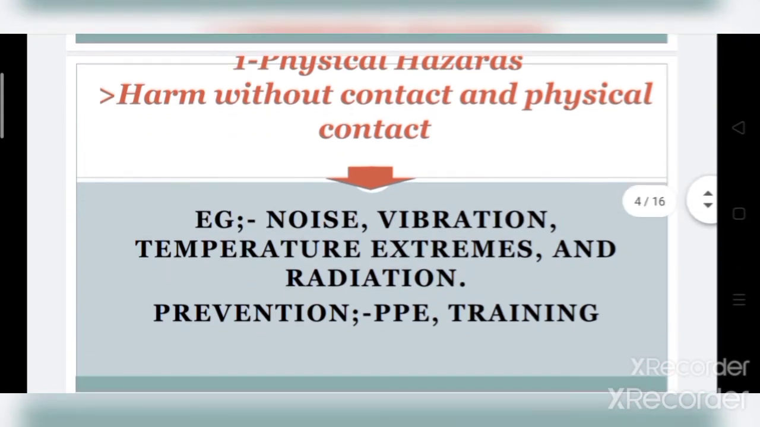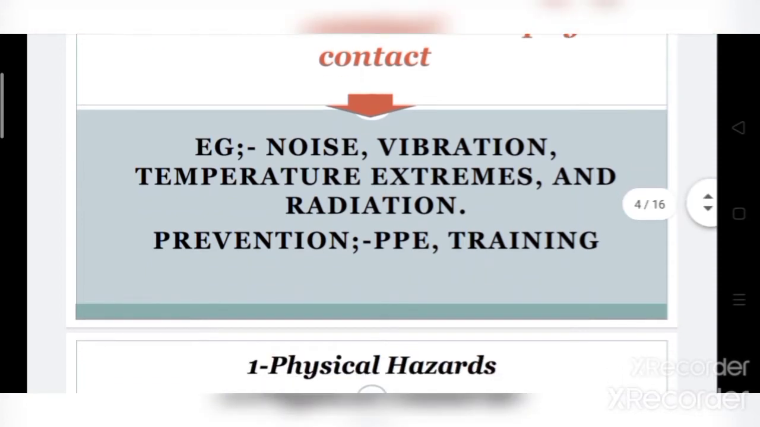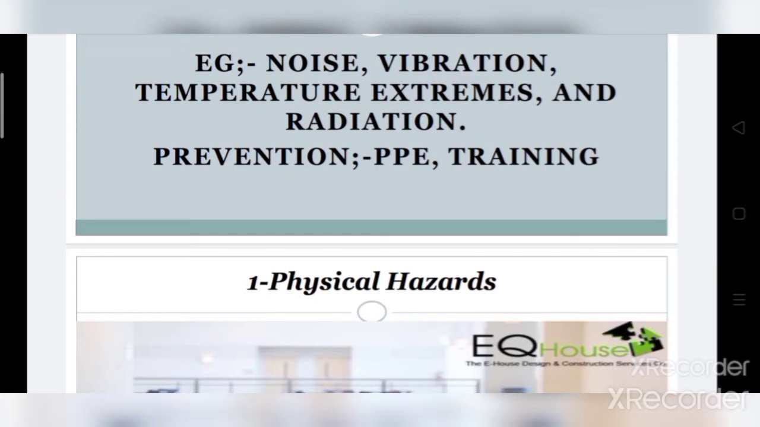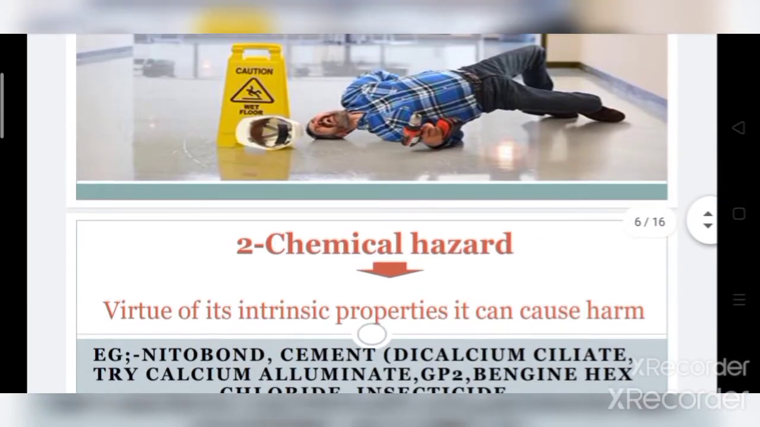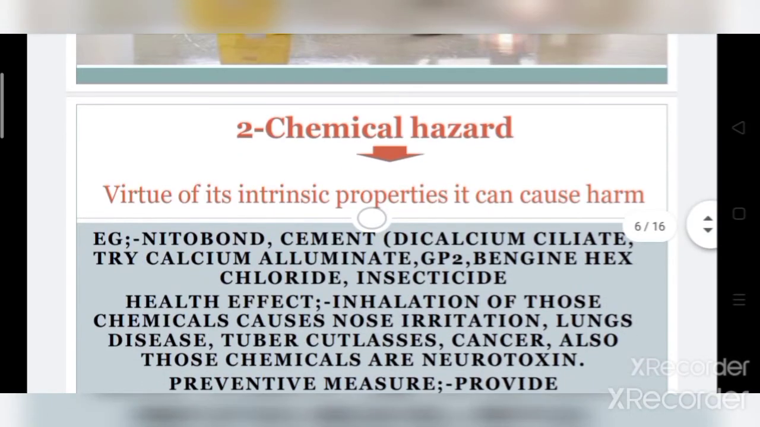To protect yourself, the first prevention is wearing proper PPEs when you are working. Before work, training is most important. After training you take some PPEs, then work in the place where vibration, extreme temperature or radiation is present. Before moving on, I show you an example of physical hazards, just like slip, trip, and fall. This is called physical hazard.